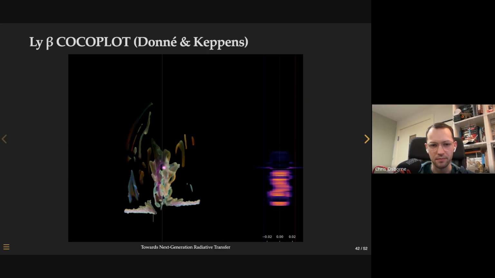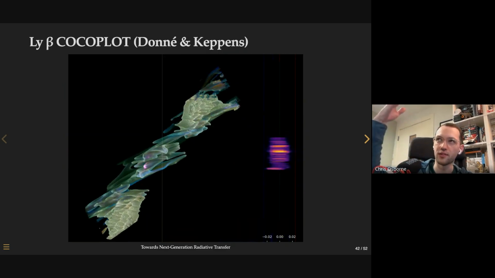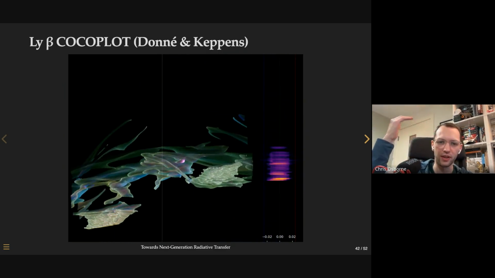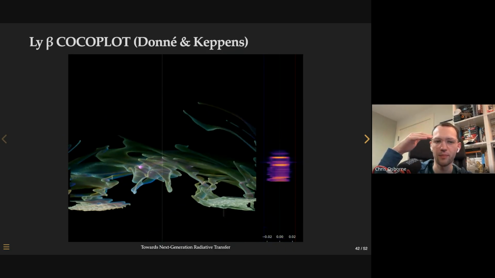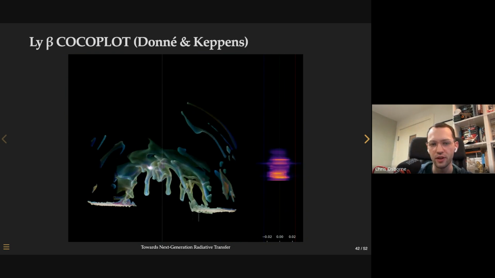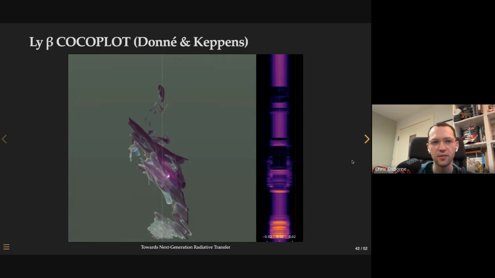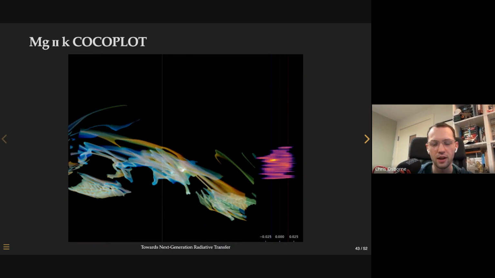And I think the key takeaway here is that there's a huge variety. So we start out looking up at this prominence structure, and now we're seeing it from underneath, but our camera is rising. So now we're looking from the side, and then we end up looking down against it as a filament against the disk. And we can do the same for the IRIS magnesium line.